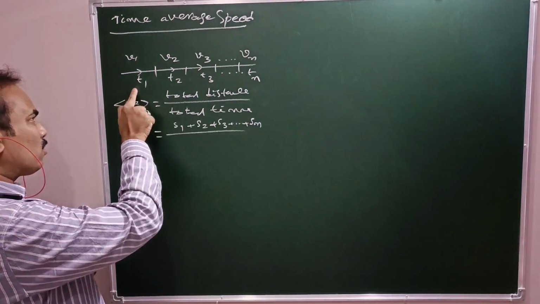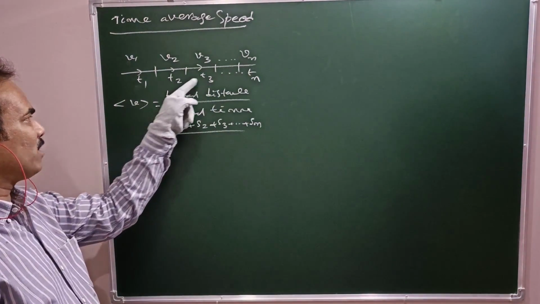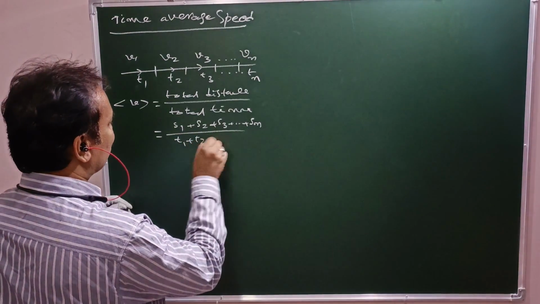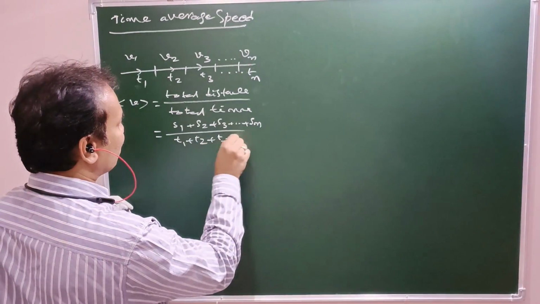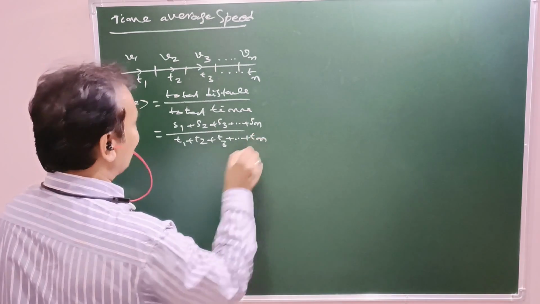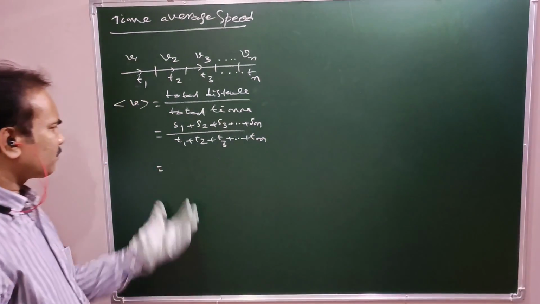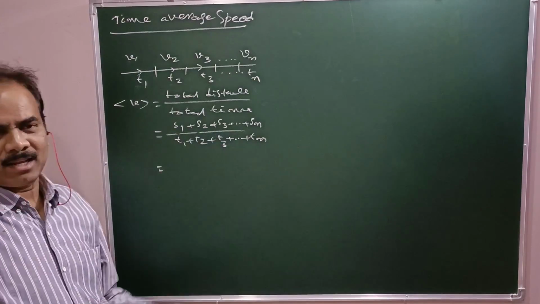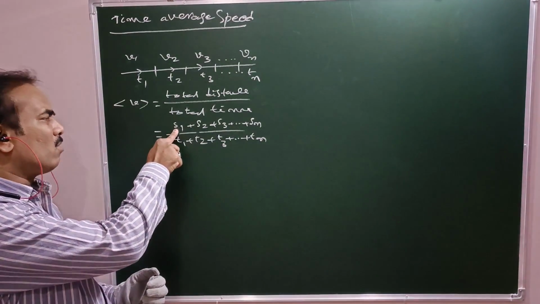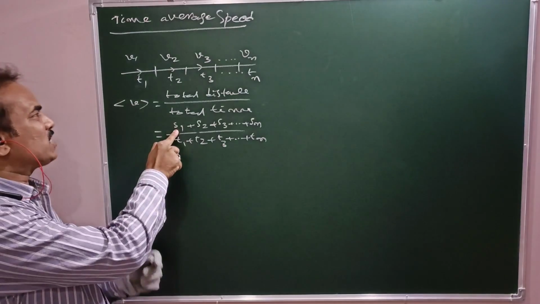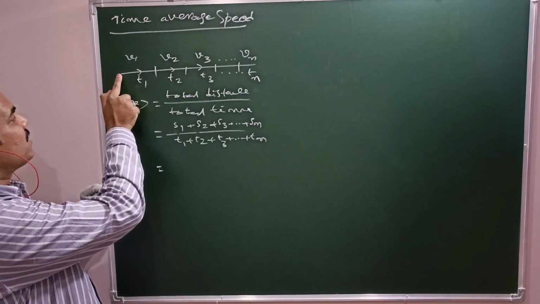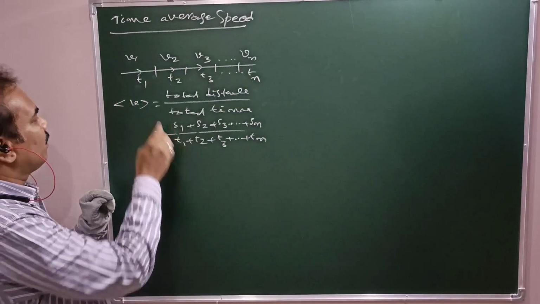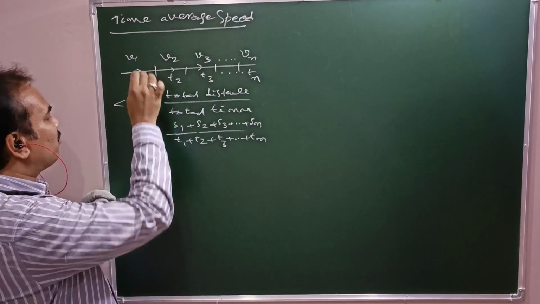This is divided by the total time taken, that is T1 plus T2 plus T3 plus up to Tn. Am I right? Now we are not familiar with S1, S2, S3. Replace unknowns in terms of knowns. What is S1? S1 means the distance covered from here to there. Distance equals speed into time, so S1 can be replaced by V1 into T1.